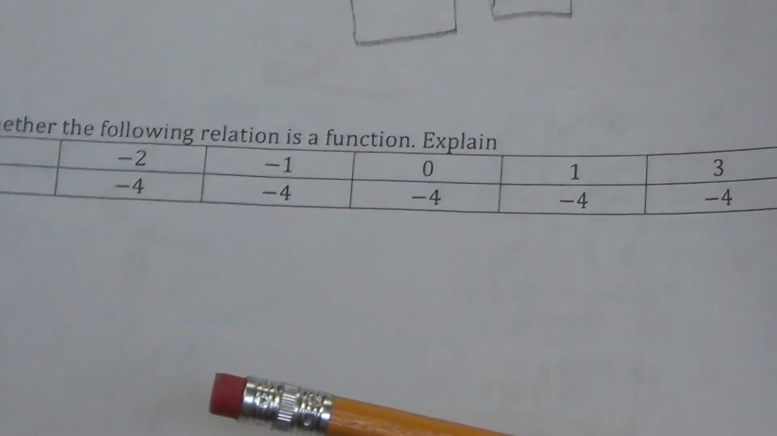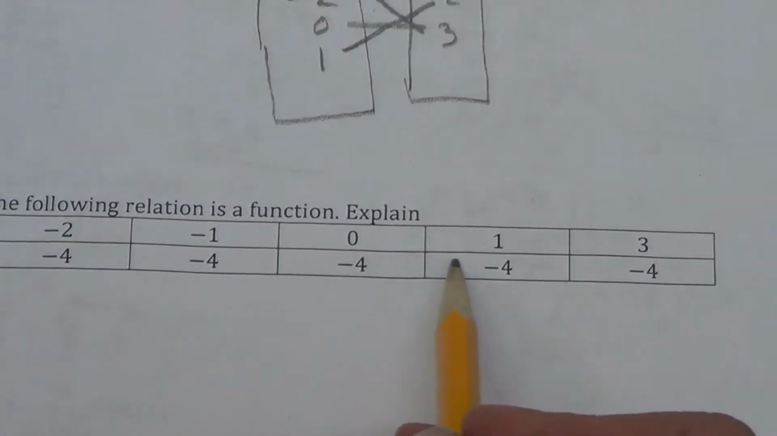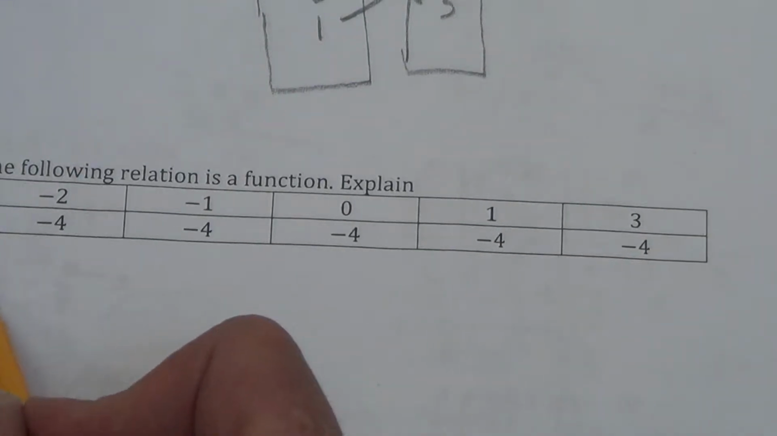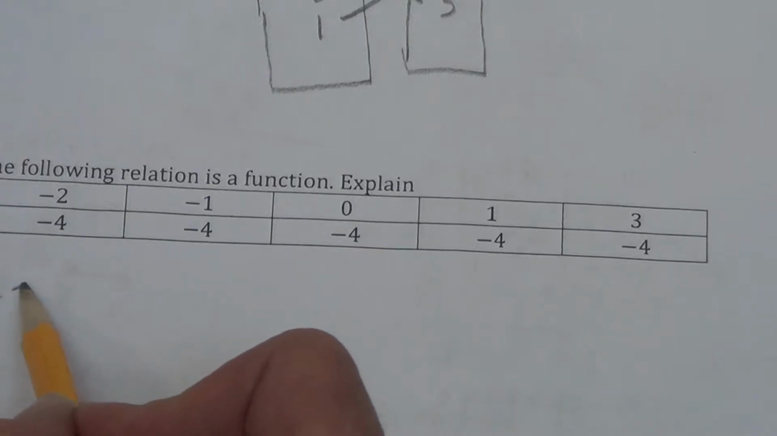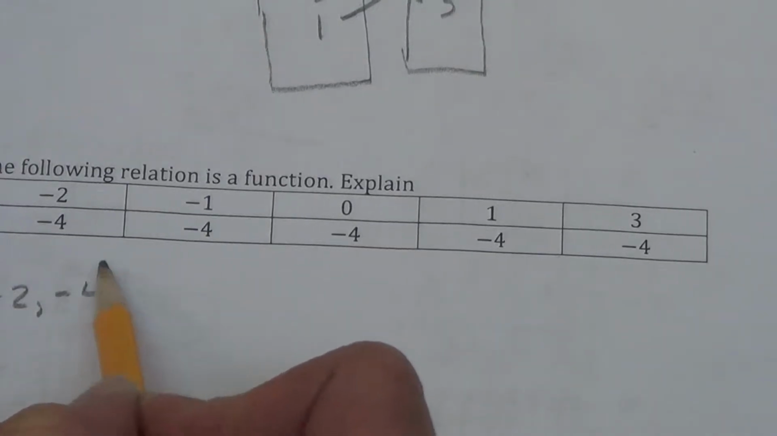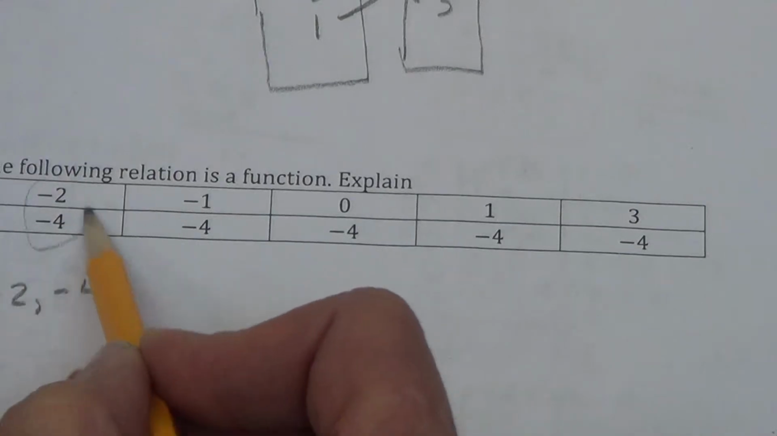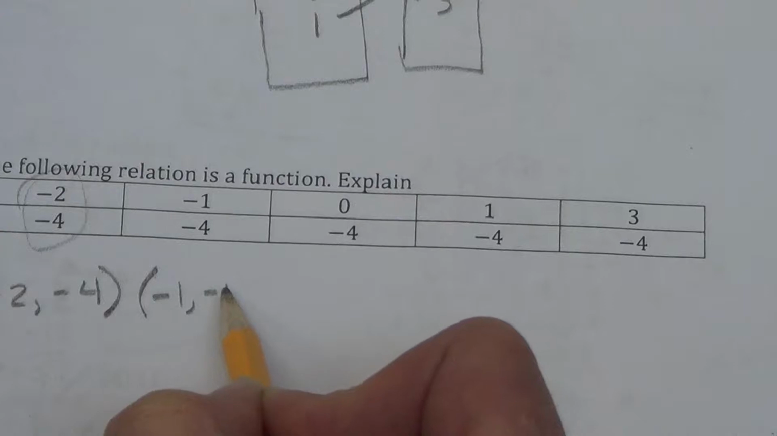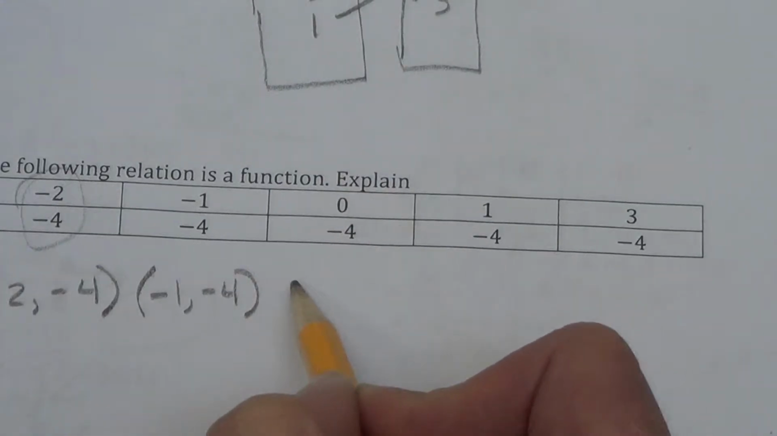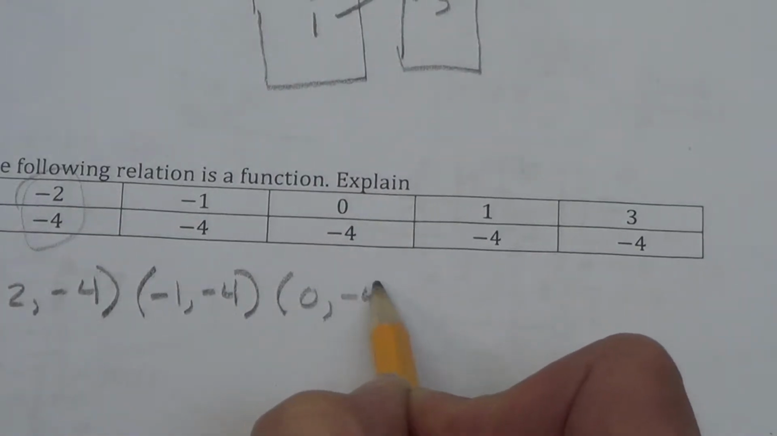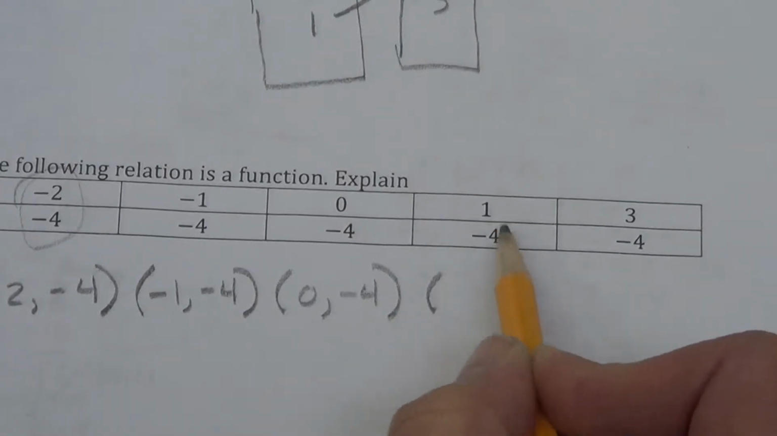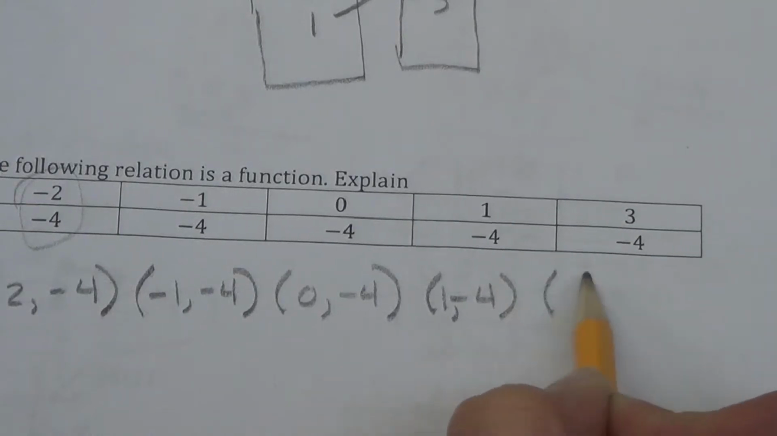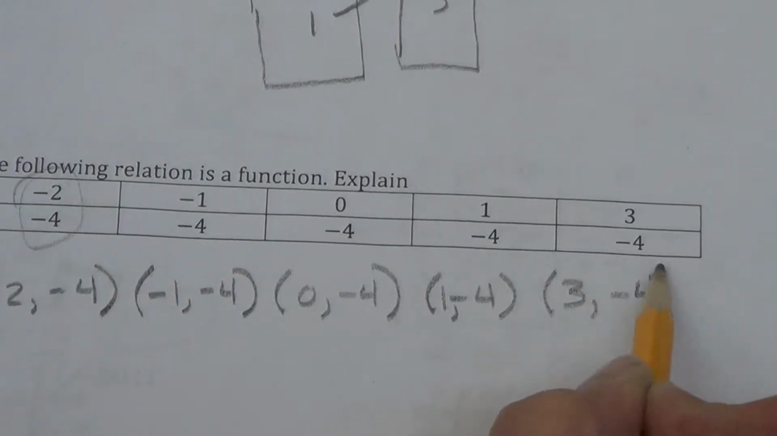In fact, right here, I ask you to tell whether the following relation is a function or not, and to explain. Here's what happens. If you have couples, let's just go ahead and put these back into their couple parentheses. So -2 is with -4. -1 is with -4. 0 is with -4. 1 is with -4. And 3 is with -4.